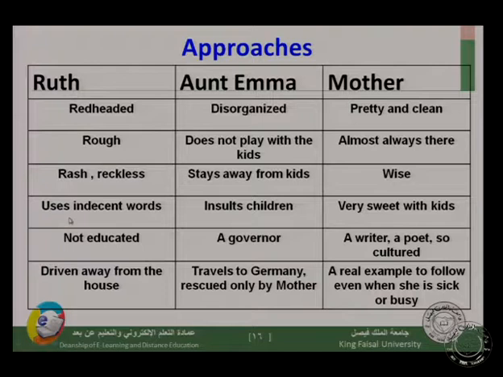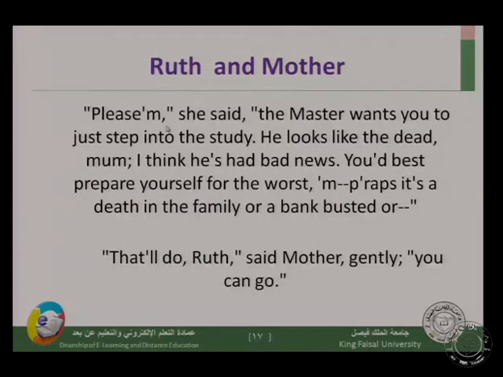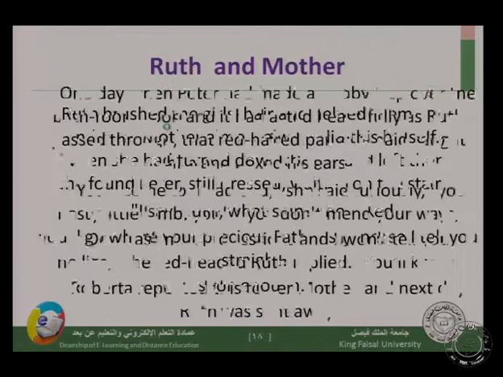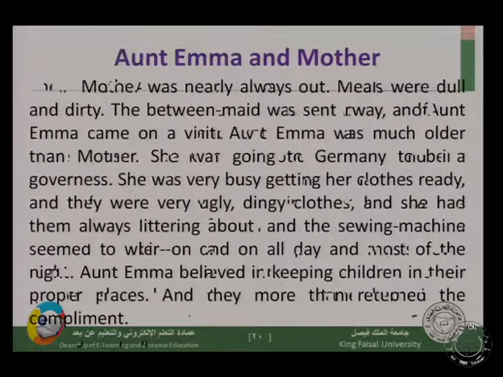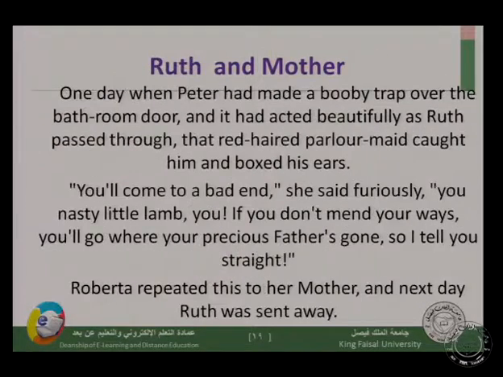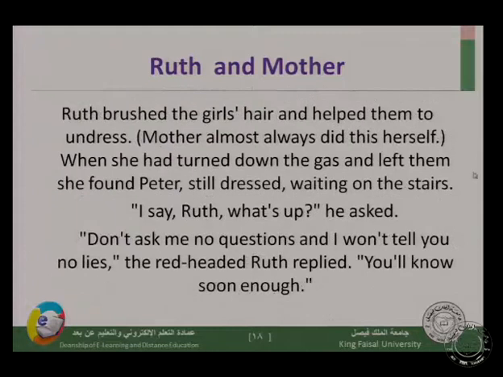Mother is wise. Ruth uses indecent words. Aunt Emma insults children. Mother is very sweet with the kids. Ruth is not educated. Mother was a governess, a writer, a poet, so cultured. Ruth was driven away from the house finally. Mother travels to Germany, and mother is a real example to follow, even when she is sick or busy. A real difference. We will look at Ruth and mother, and then Aunt Emma and mother in other examples. Let's begin with Ruth and mother.